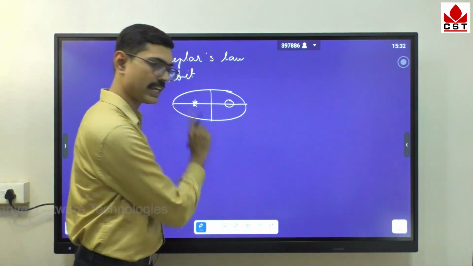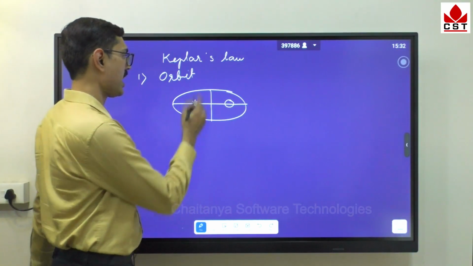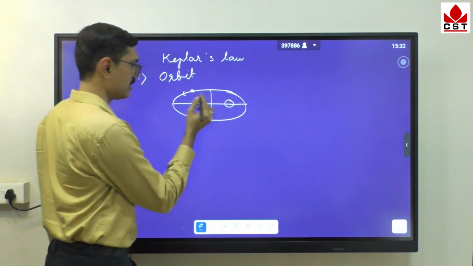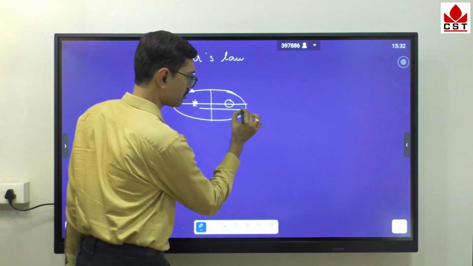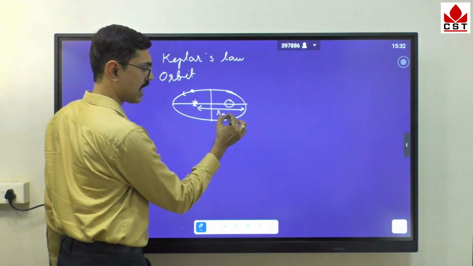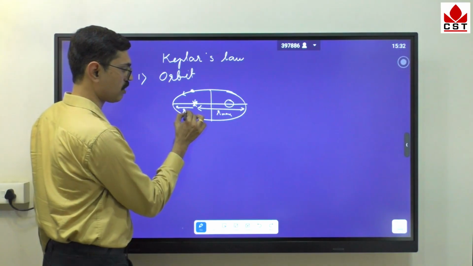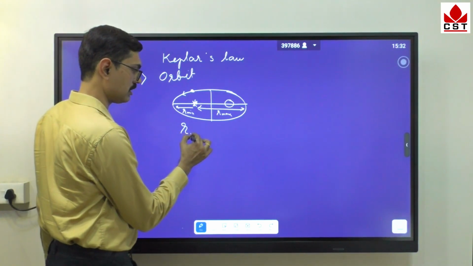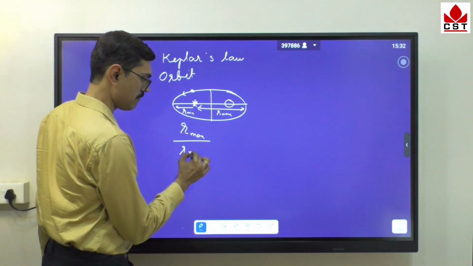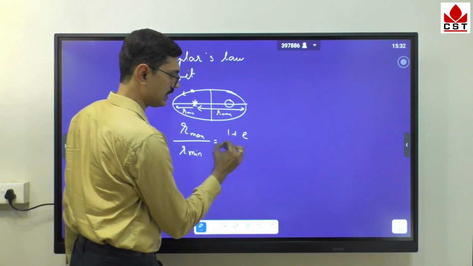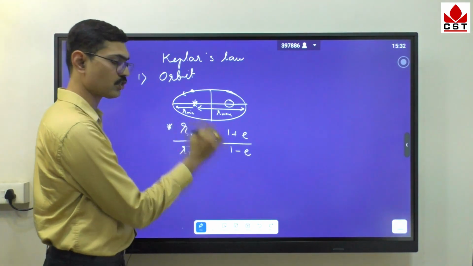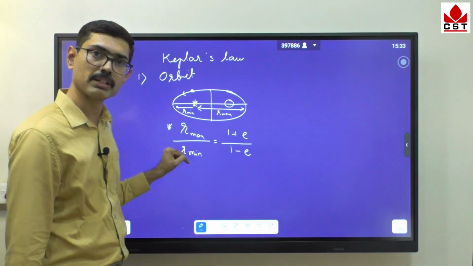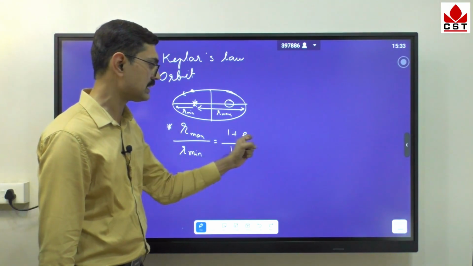What about the other focus? That other focus is empty for our solar system, and the planet is revolving around this sun like this around the orbit. Therefore there is a maximum distance of the planet from the sun. This is r max, and this is the minimum distance from the sun, r min. The ratio of r max to r min is (1 plus e) upon (1 minus e). This is an additional extra formula. We know the basic law, but the formula is important.